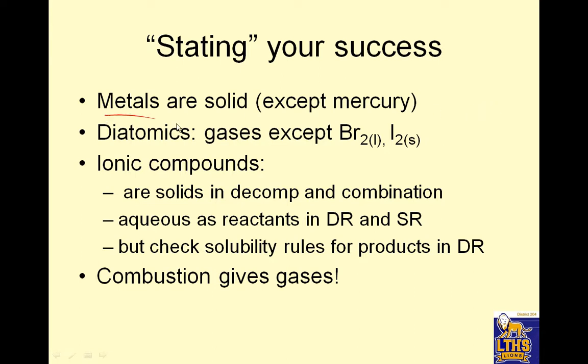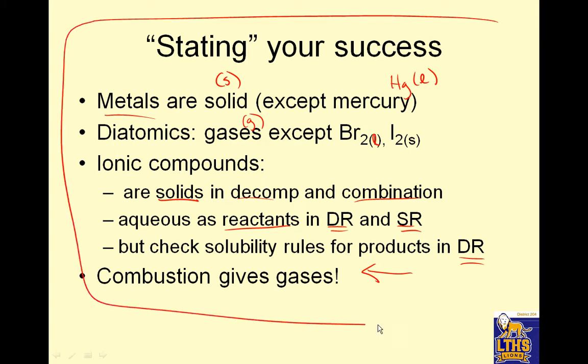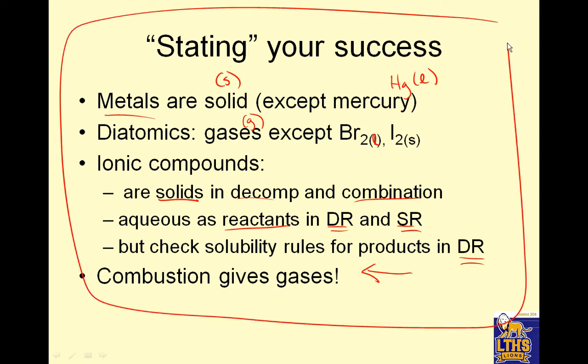All right, so stating your success. States of matter. Metals are solid, except for mercury is a liquid. It's the only one that's a liquid. Metals are solid. Diatomics are gases, except bromine's a liquid and iodine's a solid. Ionic compounds are solid in decomp and combination. Ionic compounds are aqueous as reactants in double replacement and single replacement. Check your solubility rules for products in double replacement. And combustion gives gases. This is something you need to write down and get to know.